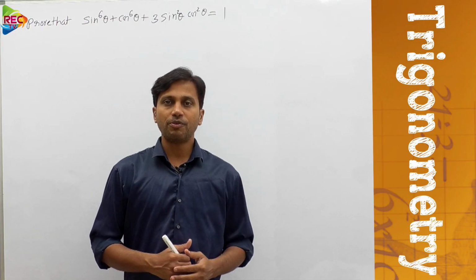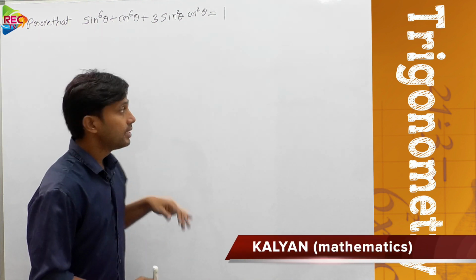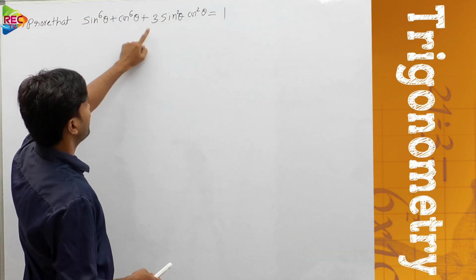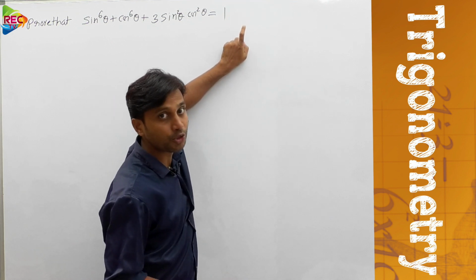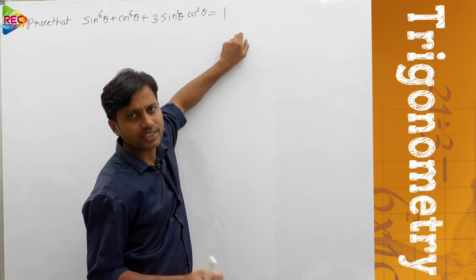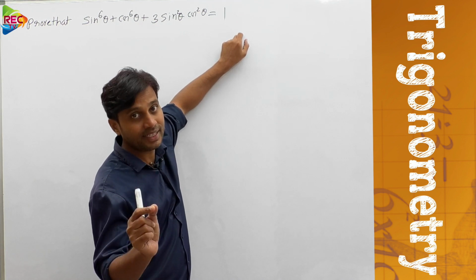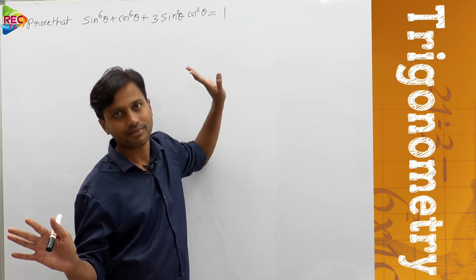So I think the previous problem was a bit clumsy, but this is a very simple problem. Let us solve this once. See here, we need to prove that sine power 6 theta plus cos power 6 theta plus 3 into sine square theta cos square theta equals 1. Okay, it's a very simple problem. There is a strong algebraic identity, a formula from algebra, to solve this directly.